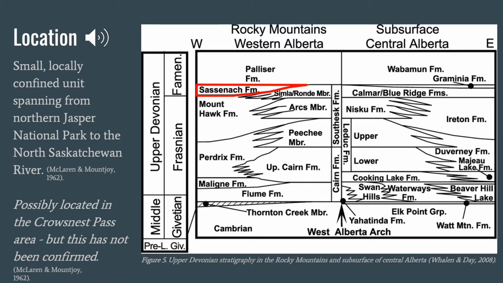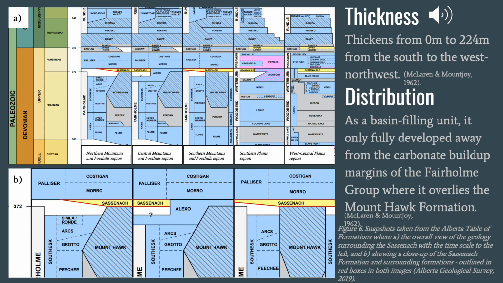Figure 5 shows you the location of the Sassenach Formation in the Rocky Mountains of western Alberta, beneath the Palliser Formation and above the Mount Hawk Formation. The thickness of the Sassenach Formation varies in the south, where it pinches out, to the northwest, where it is up to 224 meters thick. As a basin-filling unit, it only fully developed away from the carbonate buildup margins of the Fairholme Group, where it overlies the Mount Hawk Formation.